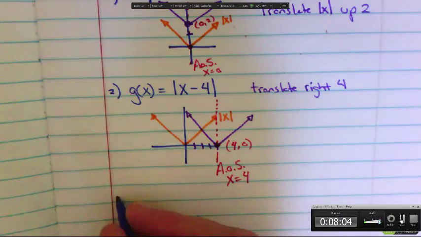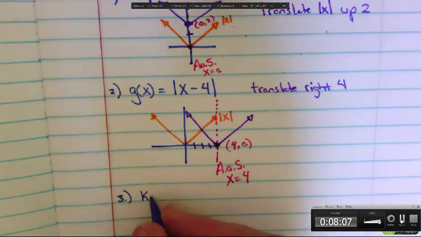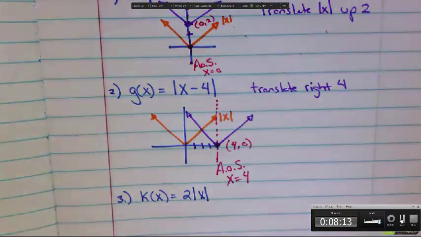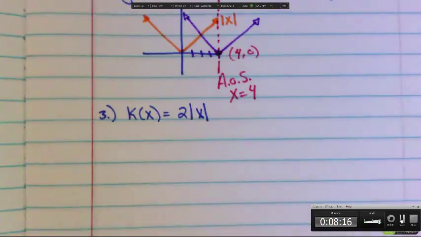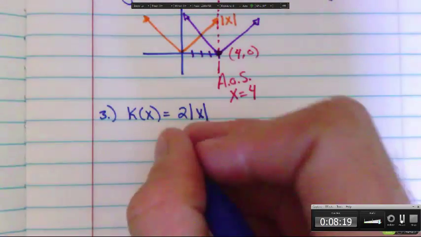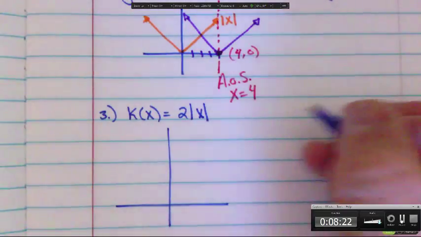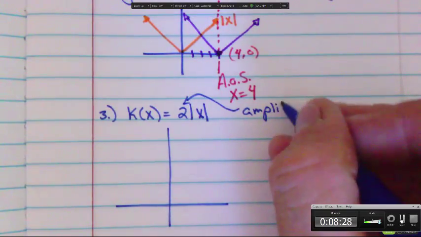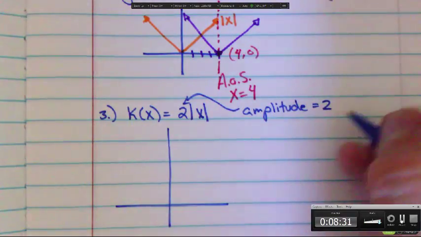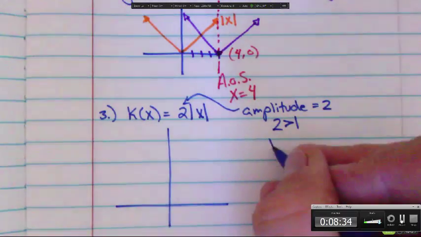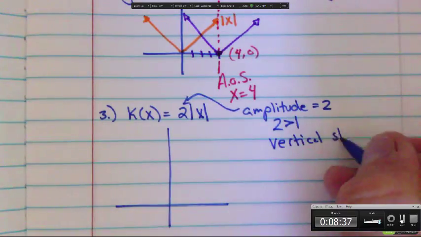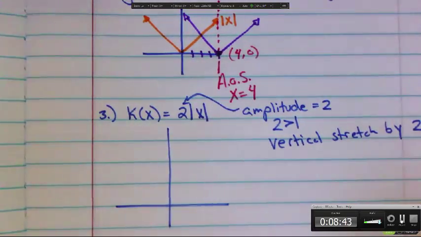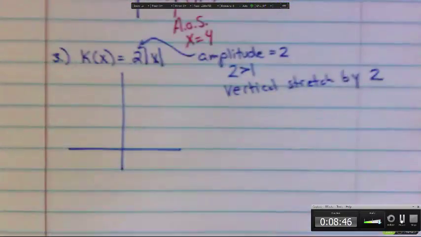Now, one thing we covered in 2.6 is when we add amplitude into it. So let's say we have k of x is equal to 2 absolute value of x. So in all of the other functions, the amplitude has been 1. The amplitude is now 2. And maybe make note, 2 is greater than 1. That means this is a vertical stretch by 2. It's going to become twice as tall.